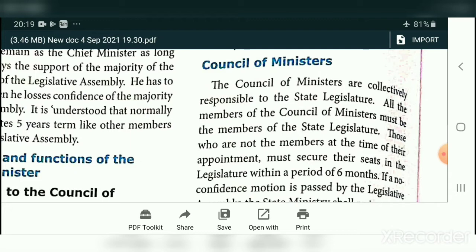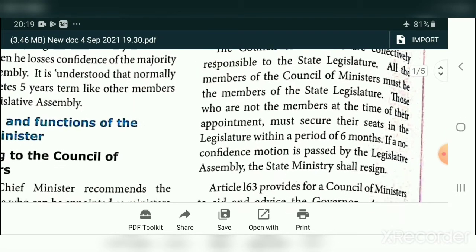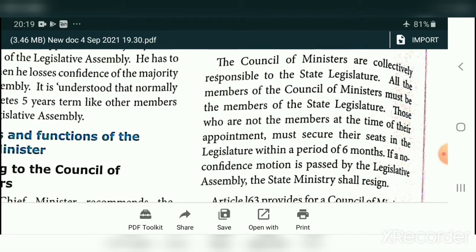All the members of the council of ministers must be members of the state legislature. They must be MLAs in the state legislature. Those who are not members at the time of their appointment must secure their seats in the legislature within a period of 6 months. If a person is not a member of the legislative assembly but the chief minister appoints him as a minister, within 6 months he must stand in the election, win in the constituency, and become a member of the legislative assembly.